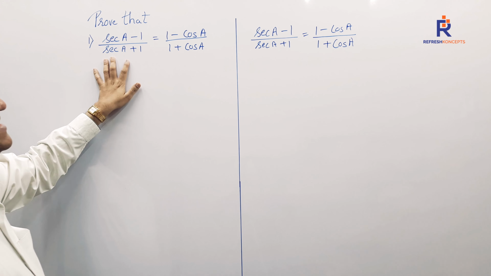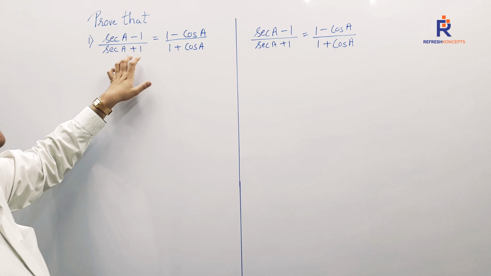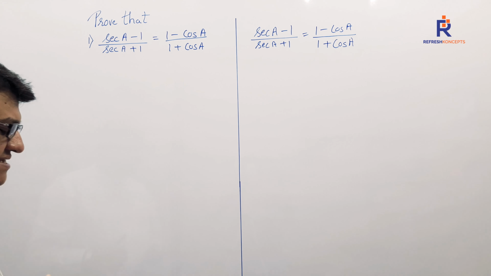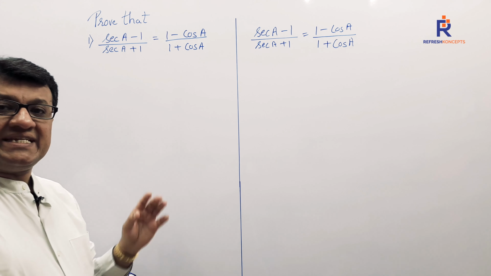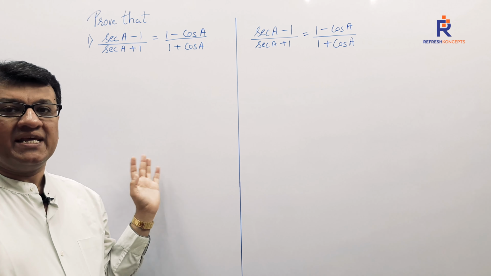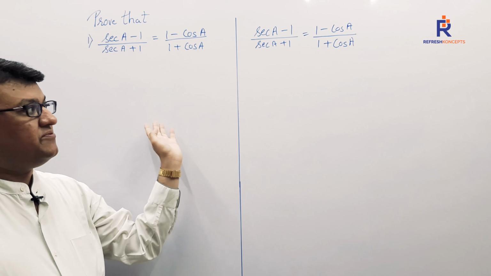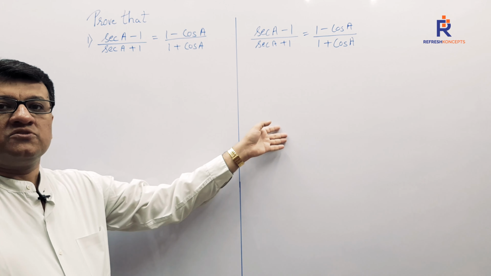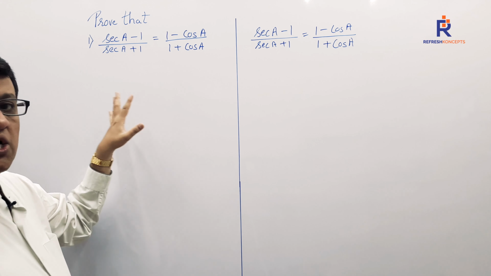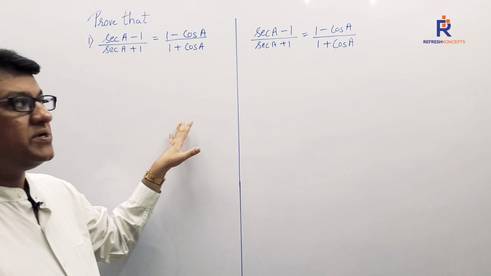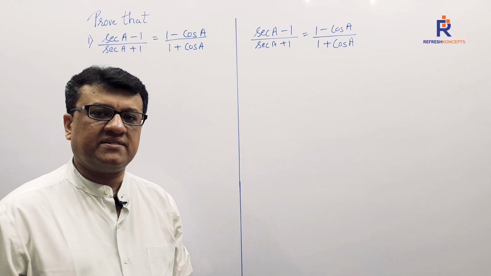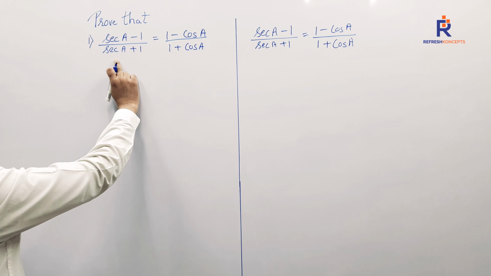So what is being given? Sec A minus 1 upon sec A plus 1 is equal to 1 minus cos A upon 1 plus cos A, which we are supposed to prove. As I stated, we can solve by taking LHS and proving the RHS, or by taking the RHS and proving the LHS. That's the reason both the sums are placed simultaneously. This is the very first sum, so I'm going to do it both ways. Once I shall take LHS and prove RHS, and over here I shall take RHS and prove LHS.